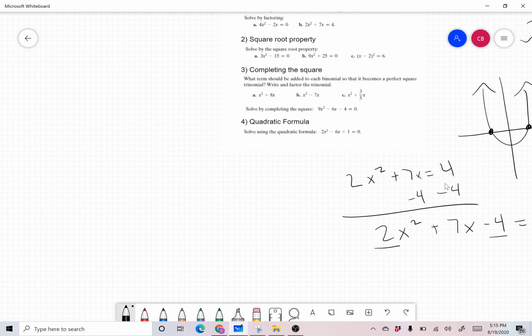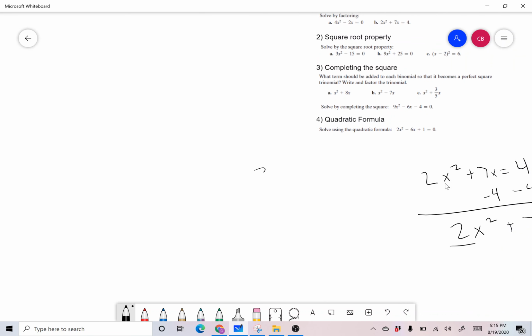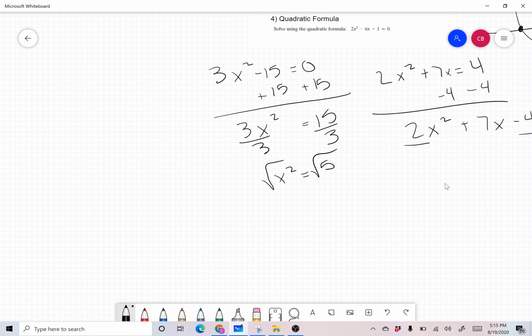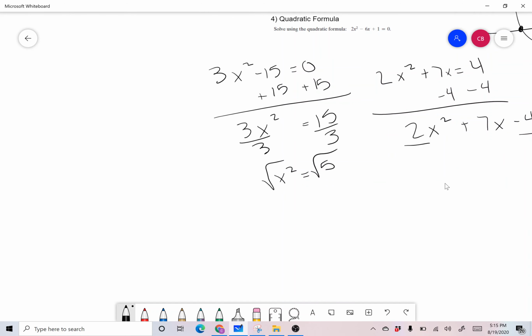Alright, let's look at another method. We're going to use the square root property. So for this one, we have 3x squared minus 15 is equal to 0. We're going to solve for x first. So we're going to add the 15 just like a regular equation. Divide by 3. And square root both sides. Now, when you take the square root of an x squared, you will take both the positive and the negative answers. x equals plus or minus the square root of 5.